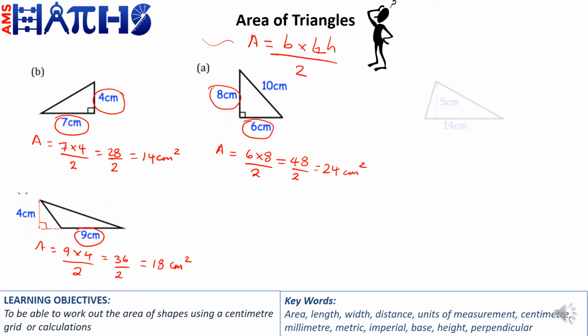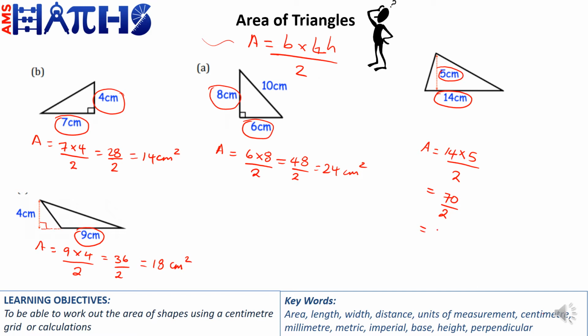Now for our final example, we need to find the area of the triangle. So we look at the base, which is 14. Our perpendicular height, the vertical line to the base, is 5. And then we need to divide by 2. So we'll get 14 times 5 is 70. And we divide that by 2 to get 35 centimeters squared.